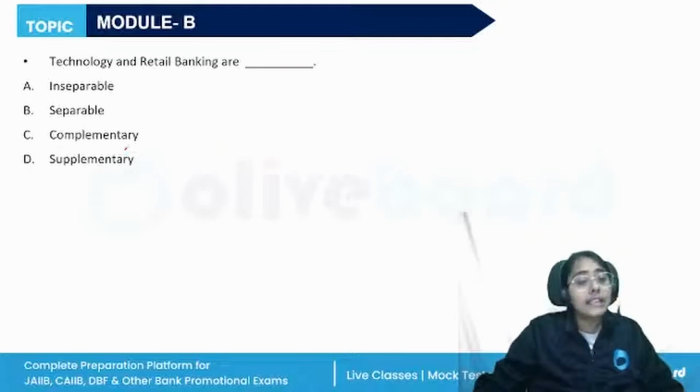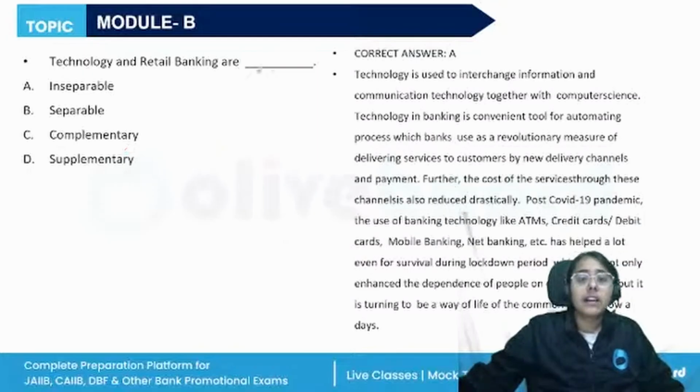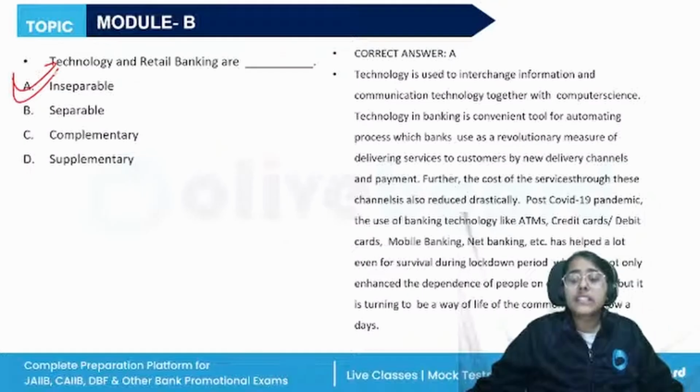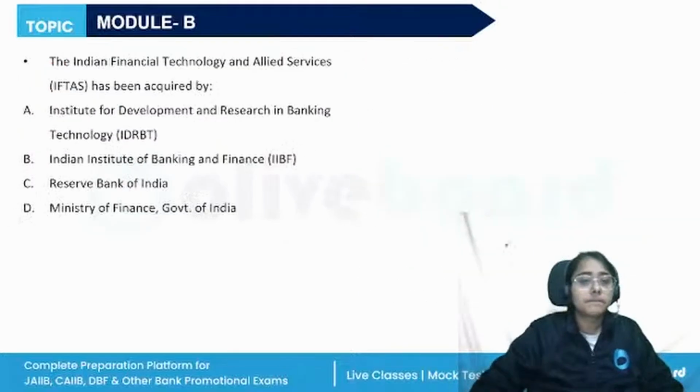Inseparable means they go hand in hand, they cannot be separated; or bank and technology can work independently; complementary, they complement each other; or supplementary, they can be used in place of one another. So technology and retail banking are inseparable. Why? Because technology is convenient for automating the process, providing the customers new delivery channels and payment. The cost of services has also reduced. Use of banking technology like ATMs, credit cards, mobile banking has also increased.